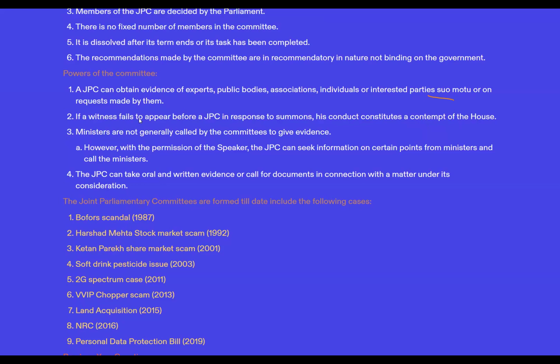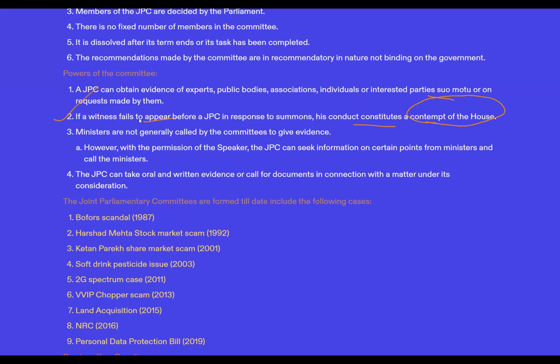So in this case, the Joint Parliamentary Committee can do it by itself, or somebody who is an interested party can also request the Joint Parliamentary Committee to testify in front of it. Okay. If a witness fails to appear before JPC, his conduct constitutes a contempt of the House. That means if somebody has been summoned in front of the Joint Parliamentary Committee to testify or give rectification of a claim, he or she has to present himself or herself.